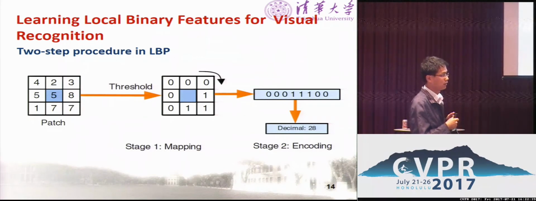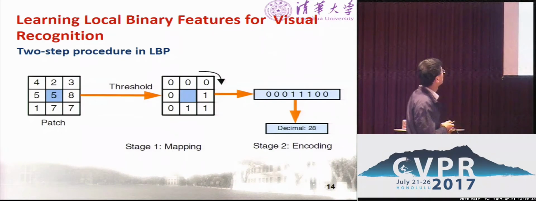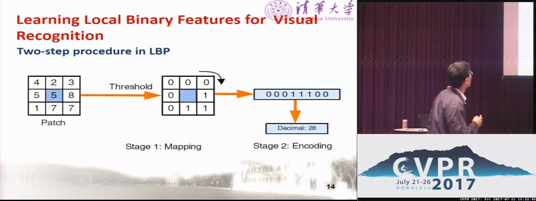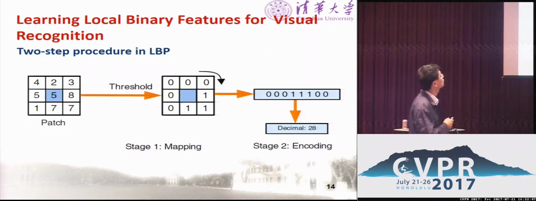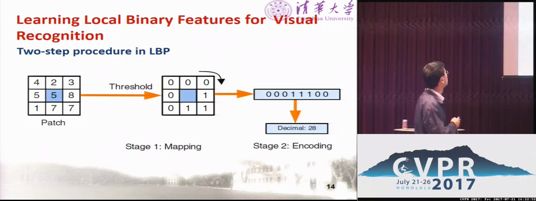We want to address some issues in the CBFD. So let's come back to the LBP feature. We can find the LBP feature is a two-step procedure. So what's the meaning of two-step procedure? For example, we first give a patch.